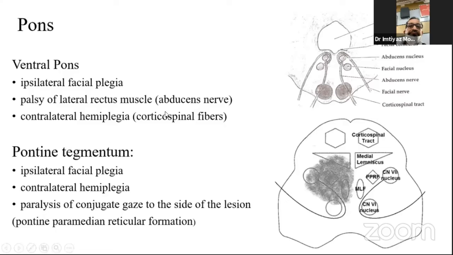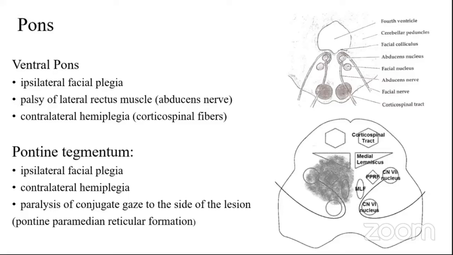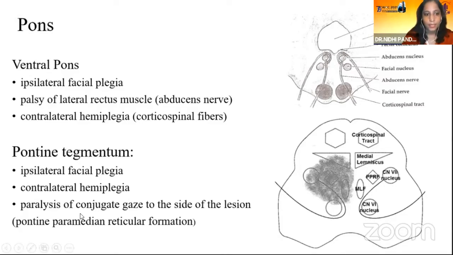Coming to the nuclear area, if the ventral pons is involved, the facial paralysis will be accompanied by affection of the sixth nerve and a contralateral hemiplegia due to affection of the corticospinal tract. While if the tegmentum is involved, the facial paralysis and the contralateral hemiplegia would be accompanied by paralysis of the conjugate gaze to the side of the lesion due to affection of the PPRF.